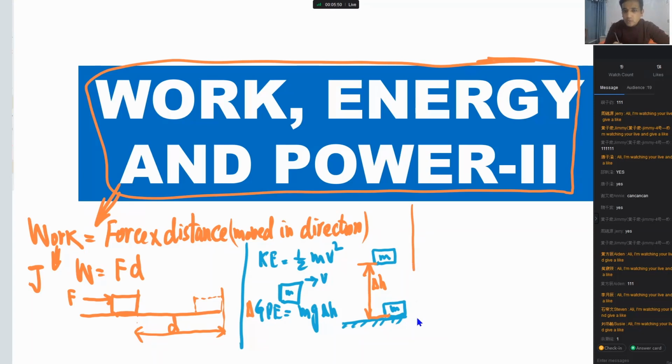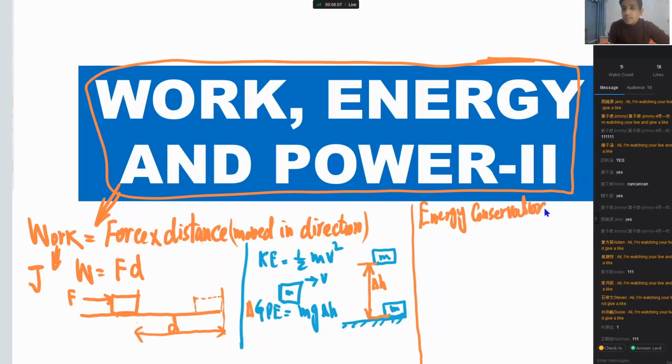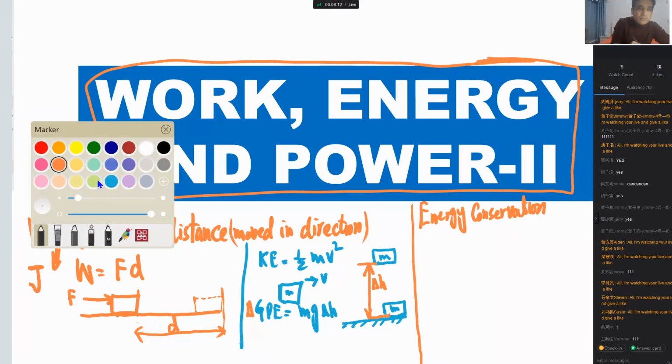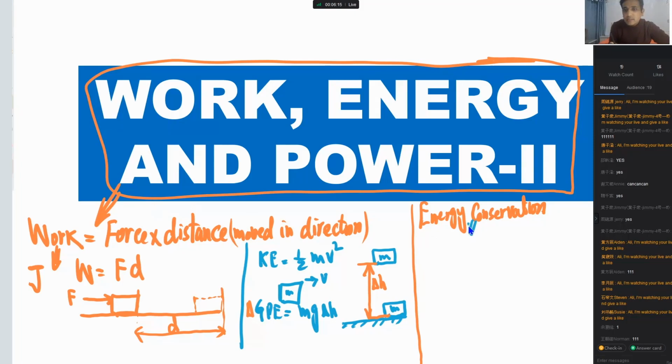And one more concept and then we go to problems. You also need to understand what is energy conservation. So very important concept in physics. Energy conservation means law of conservation of energy. If I say in one sentence, I can say energy remains constant, meaning the total energy remains constant. So this is the law of conservation of energy.